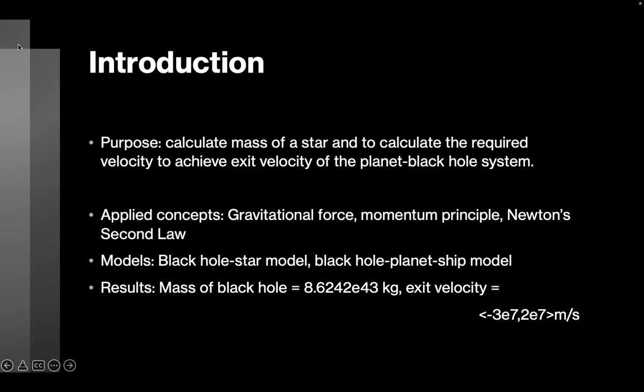The results were that the mass of the black hole was 8.6242 times 10 to the 43rd kilograms, and the exit velocity was negative 3 times 10 to the 7th and 2 times 10 to the 7th meters per second.